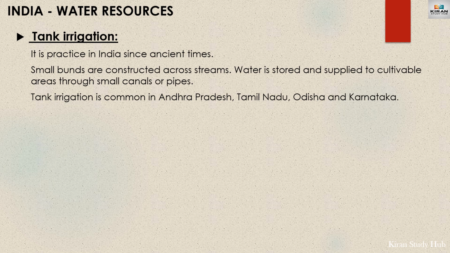Tank irrigation. Tank irrigation has been practiced in India since ancient times. In tank irrigation, small bunds are constructed across streams and water is stored there, and water is supplied to cultivable areas through small canals. Usually we find tank irrigation in the plateau regions of India, mostly in the Deccan Plateau, in states such as Andhra Pradesh, Tamil Nadu, Odisha, Karnataka, etc.